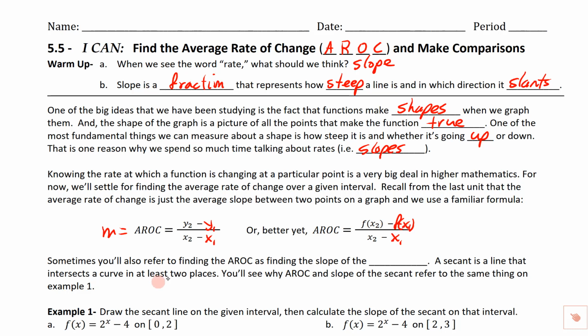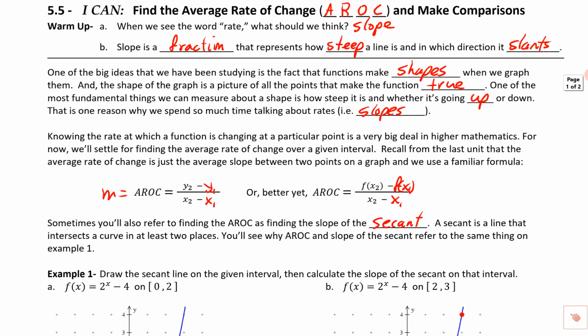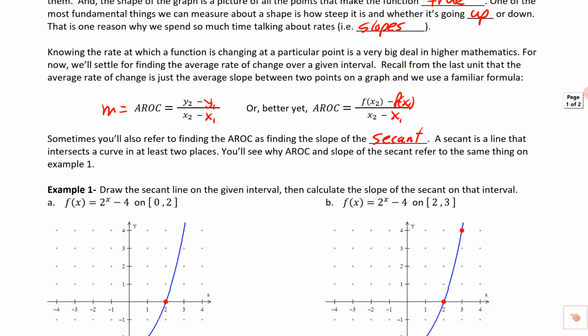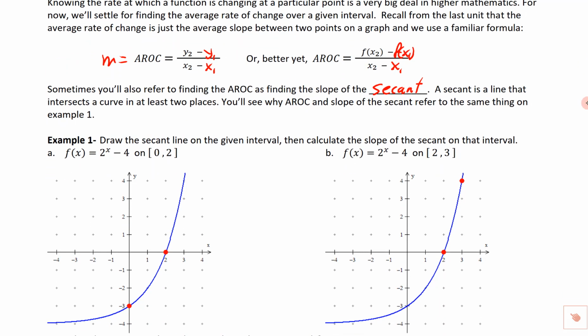Now, sometimes we're going to refer to finding the slope, or the average rate of change, as finding the slope of the secant line. Slope of the secant. And remember, a secant is a line that intersects a curve in at least two places. And you're going to see in just a second why the average rate of change for a function and the slope of a secant refer to the same thing. And we're going to look at this on example 1.